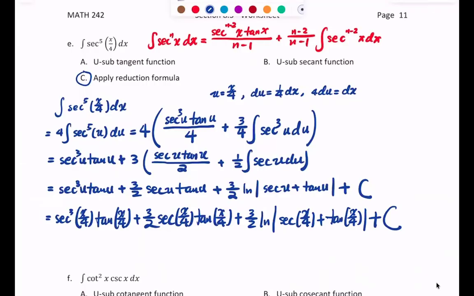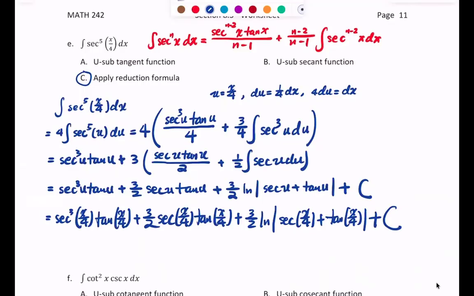Did I get it? Where did the 1/2 come from on the last two? That's n is 3, right? n minus 2 is 1. 3 minus 2 is 1. 3 minus 1 is 2. Did I use it correctly? This one?